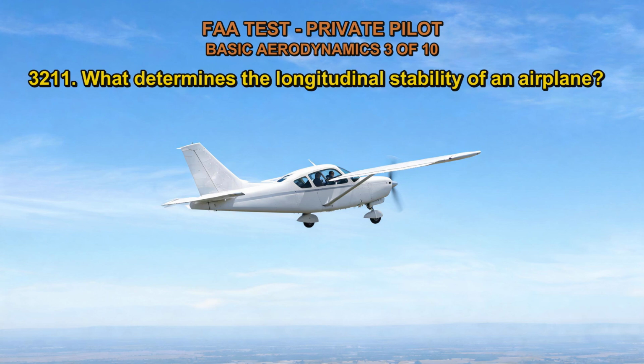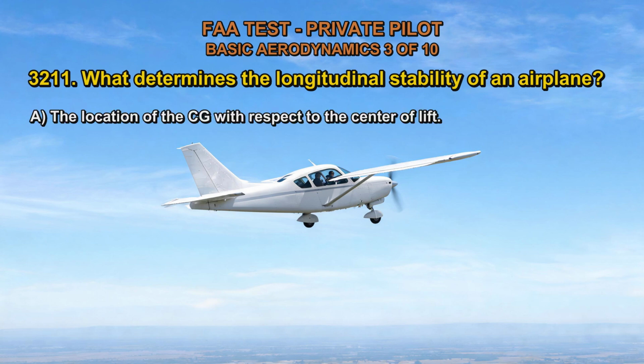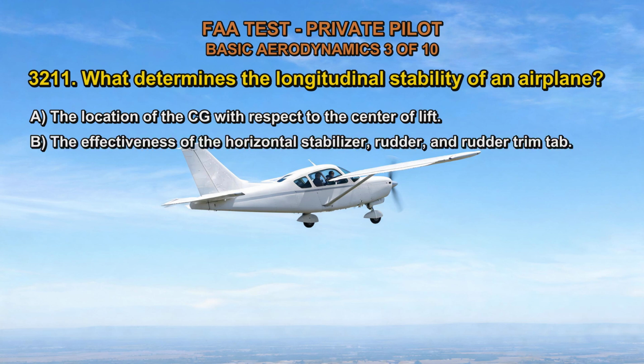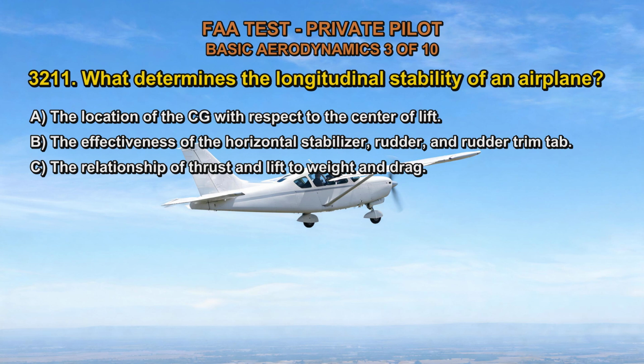3211. What determines the longitudinal stability of an airplane? A. The location of the CG with respect to the center of lift. B. The effectiveness of the horizontal stabilizer, rudder, and rudder trim tab. C. The relationship of thrust and lift to weight and drag. The correct answer is A.